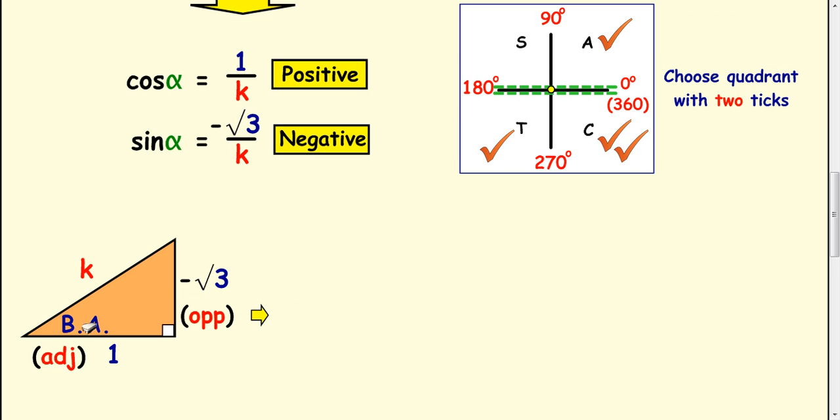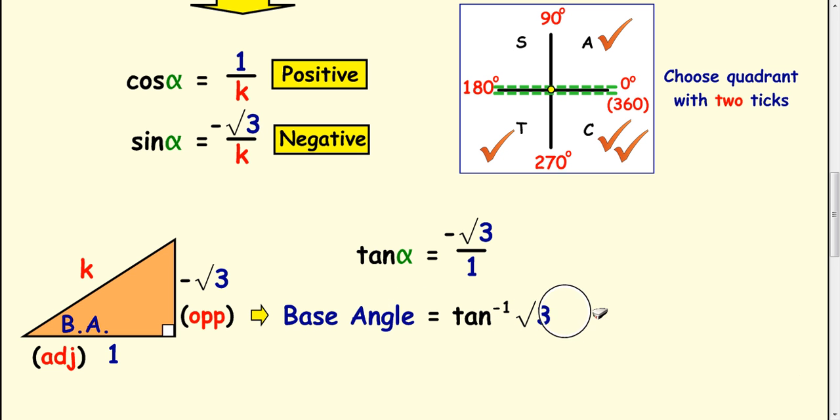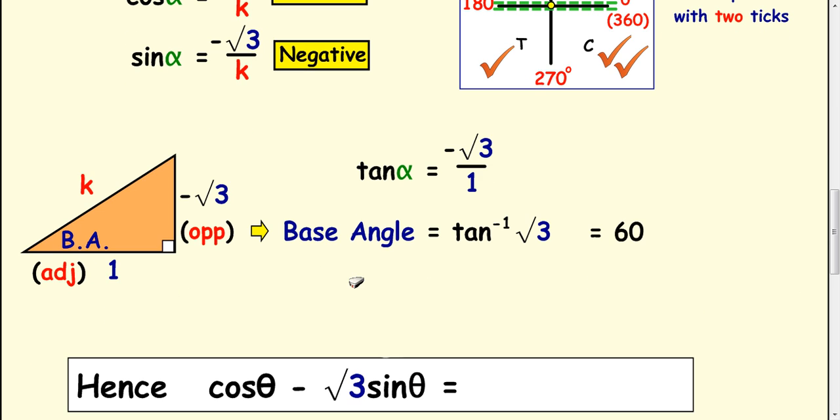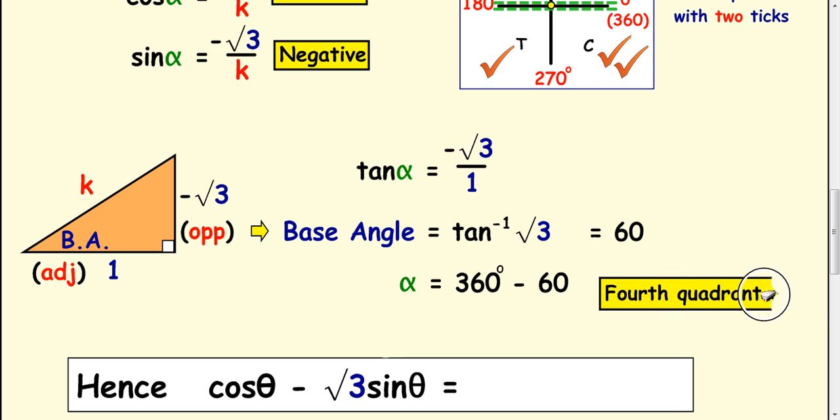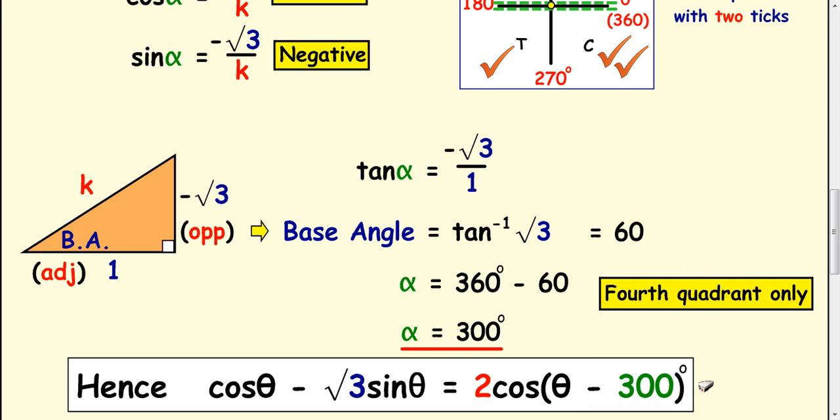So tan of alpha is equal to negative root 3 over 1. Find your relative acute angle, inverse tan root 3, which is 60. But we're looking for a fourth quadrant solution here. So take it away from 360 to get your fourth quadrant solution of 300, and then rewrite it. So we've got cos theta minus root 3 sin theta equals 2 cos theta minus 300.